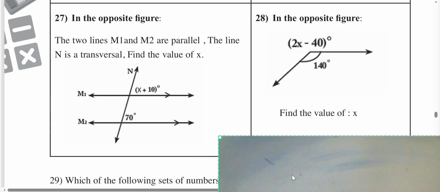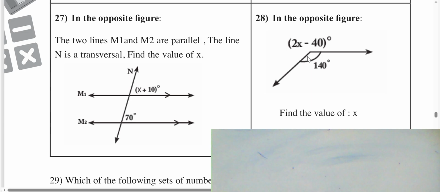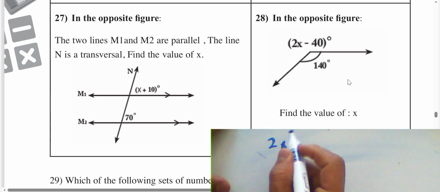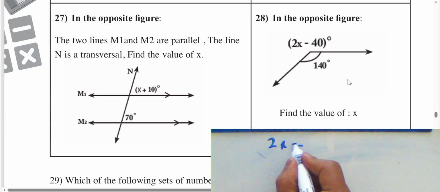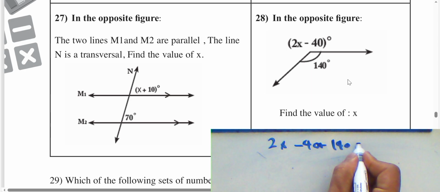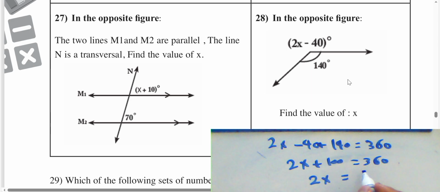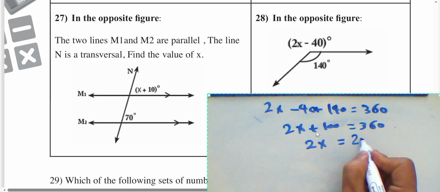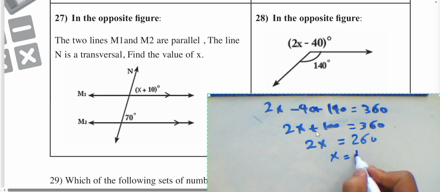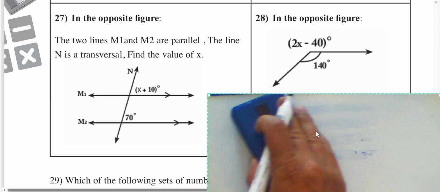And then find the value of x here. We have reflex angles. Then the sum of the cumulative angles equals 360. We have 2x minus 40 plus 140 equals 360. Then 2x plus 100 equals 360. So 2x equals 360 subtract 100 equals 260. We can divide it by 2. The answer will be 130 degrees.